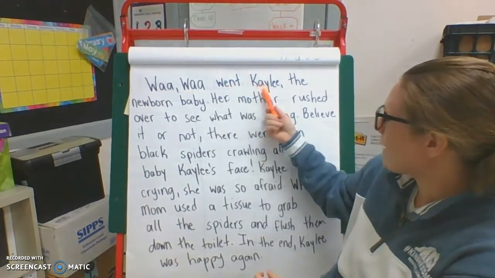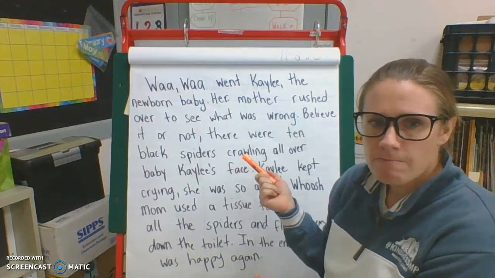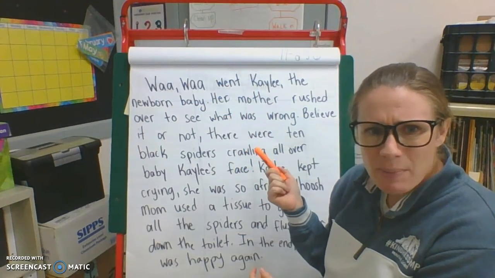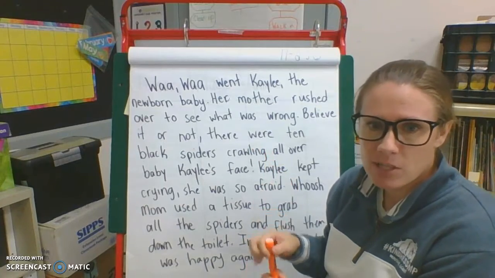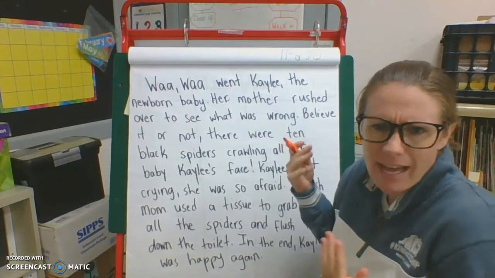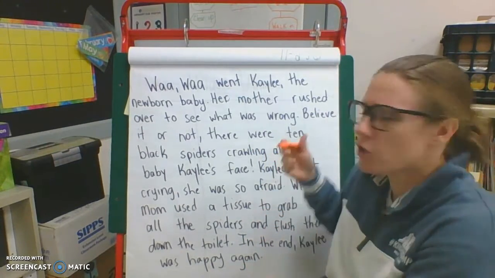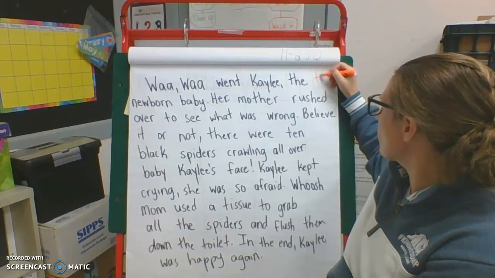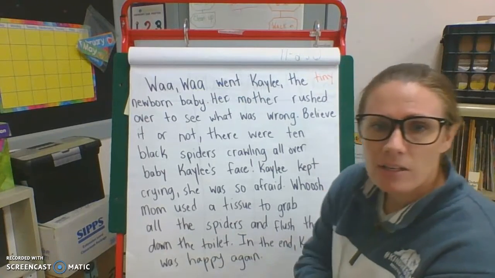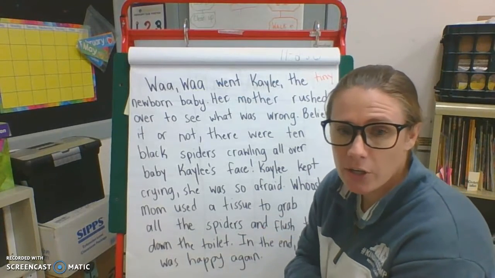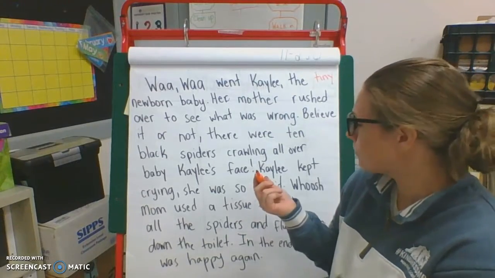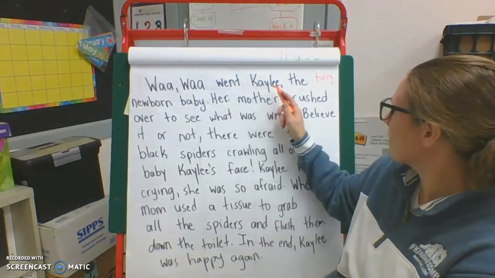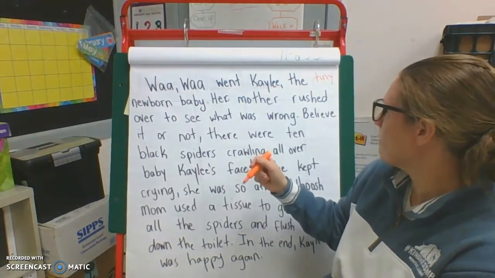Wow, wow, went Kaylee, the newborn baby. Well, maybe I can describe the baby a little bit more. She's tiny. Maybe she's really tiny. That's an outside feature, what someone looks like. So I'm going to use a different color to edit mine. You can use a different color, a crayon, a marker, or a colored pen, or just use your normal pen or pencil. Wow, wow, went Kaylee, the tiny newborn baby.